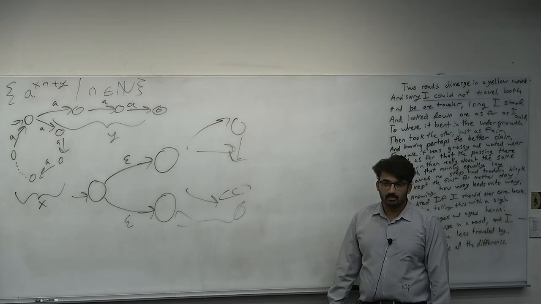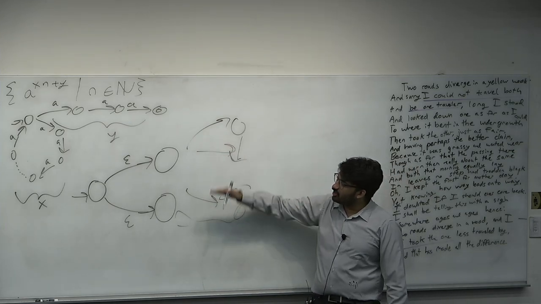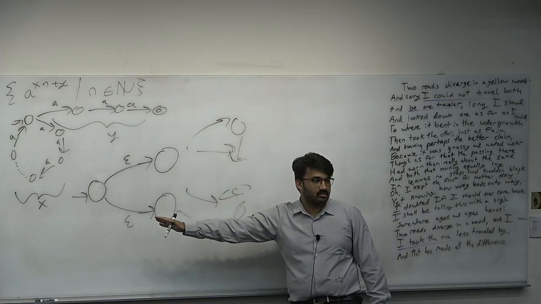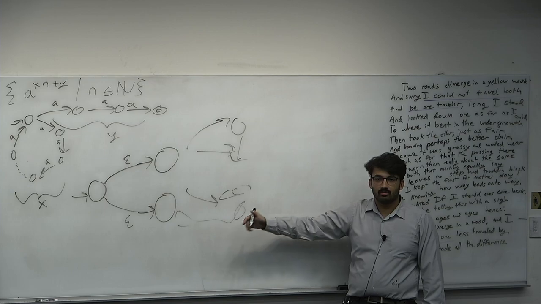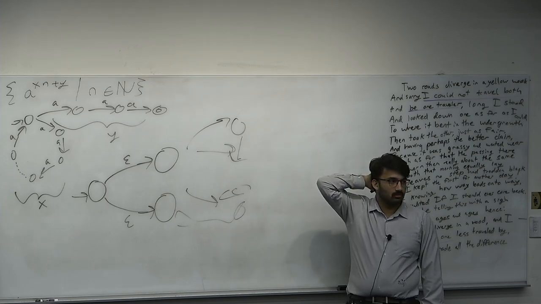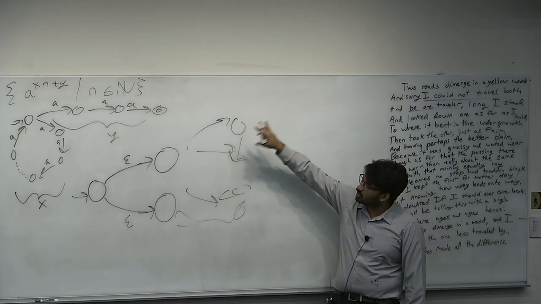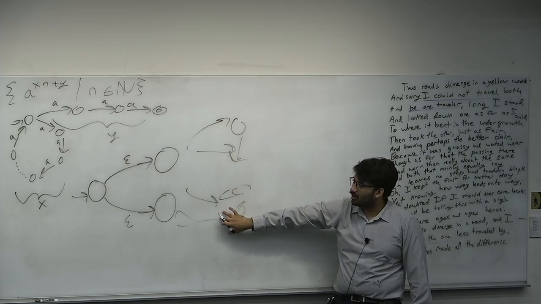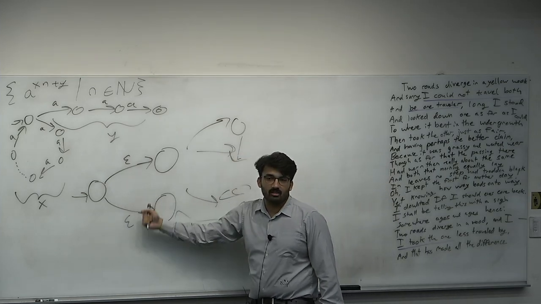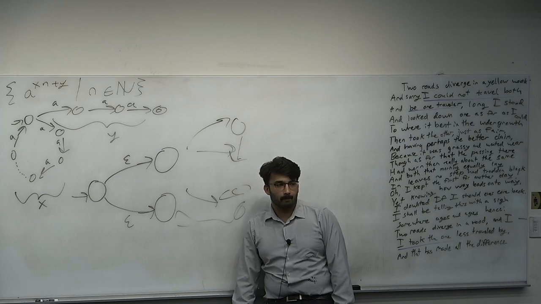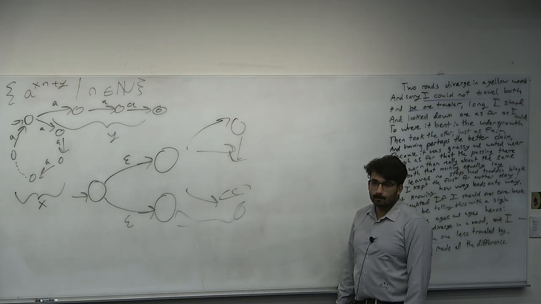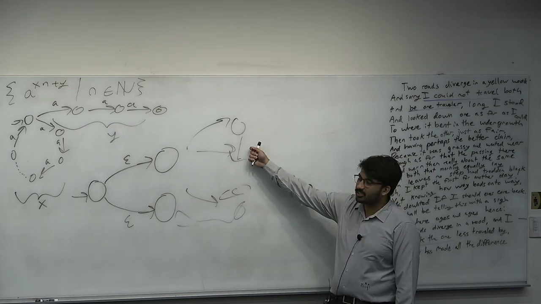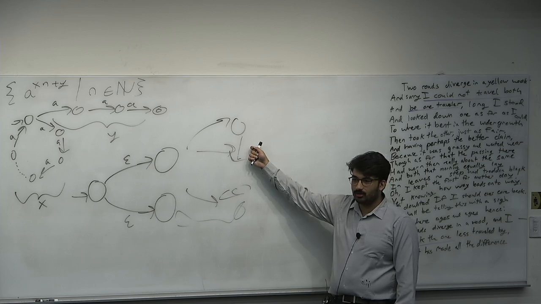You guess. If this was an NFA and this was an NFA and you added a start state like this, what language does this compute? Let's say this was some NFA. Let's say this was some other NFA. If we add an epsilon from the start state like this, what language is computed? The union.